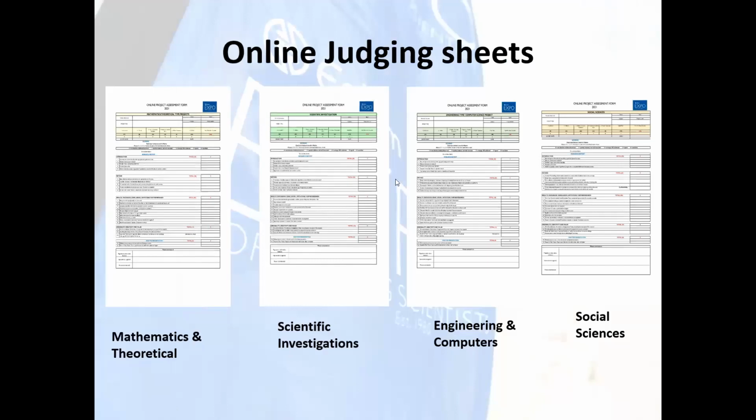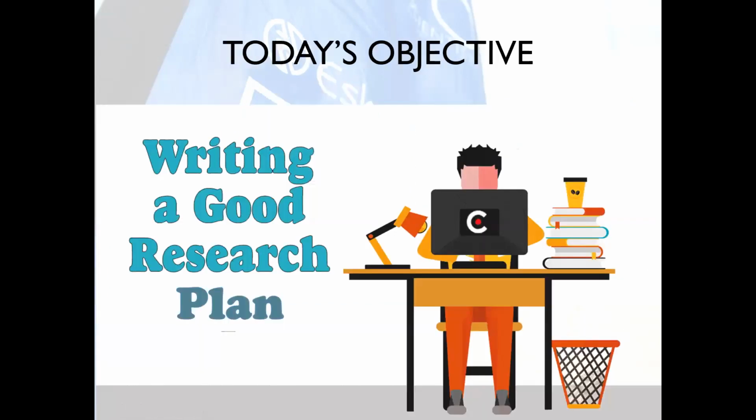Now, this is one of the reasons why I was stressing the type of project. It's important to know what type of project, because you've got to use the same template, start to finish, from research plan, report, and so on. And then the judges will use that specific type of judging sheet for that project. So if you're doing a scientific investigation, we have a specific judging sheet for those types of projects. So that is why I was stressing that the type of project is important.